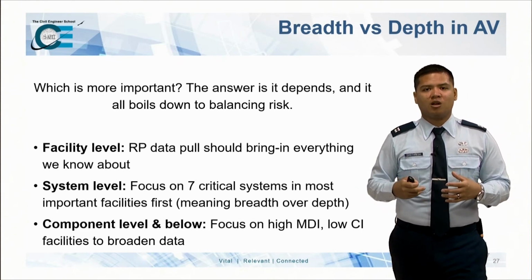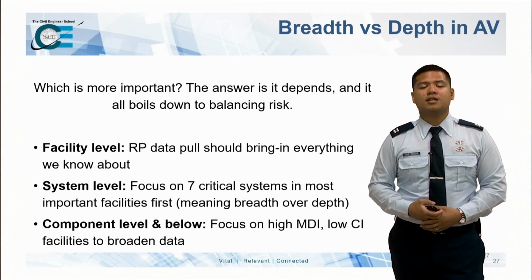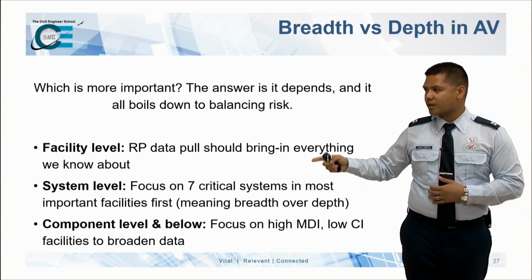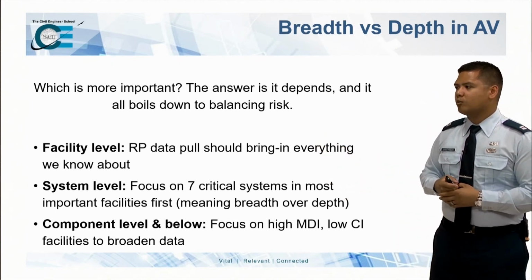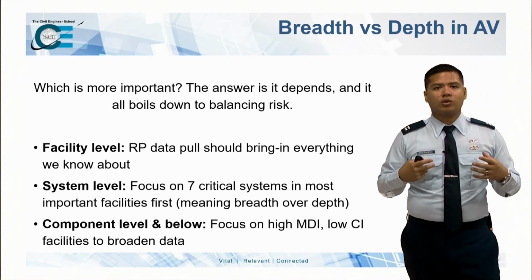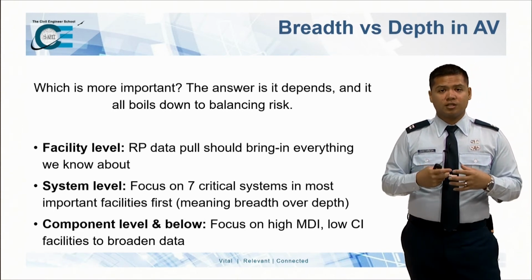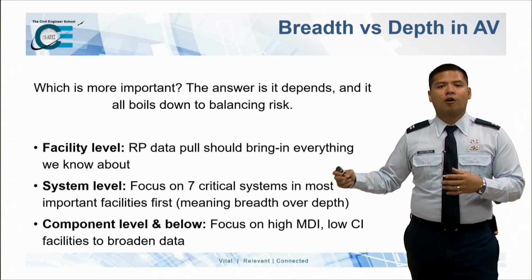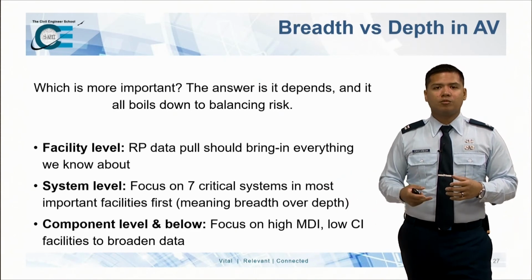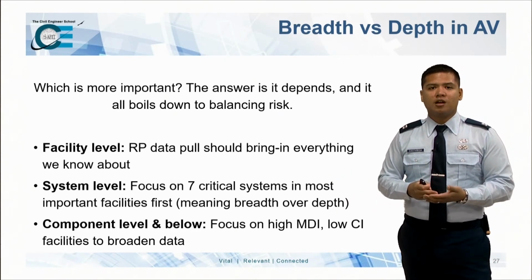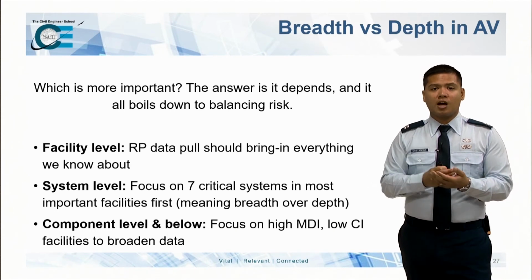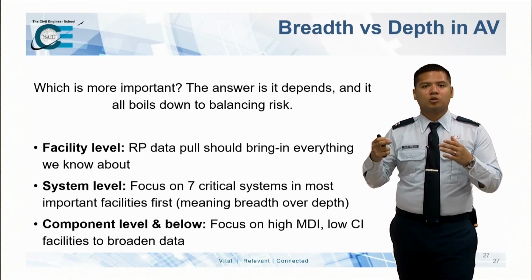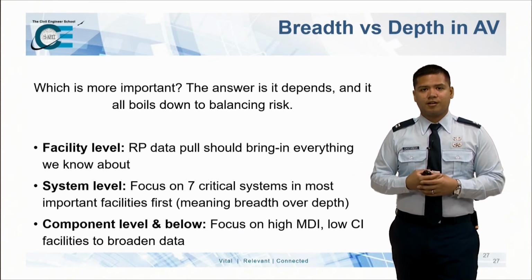Knowing that our resources are limited, we have to start making decisions on what we're actually going to invest in. At the facility level, real property data was pooled, and it should bring in everything we know about our facilities. That's how Builder was populated. It took real property spreadsheets and populated Builder, so every building on our base was documented and inventoried, but as new buildings come online, we have to constantly update that data.